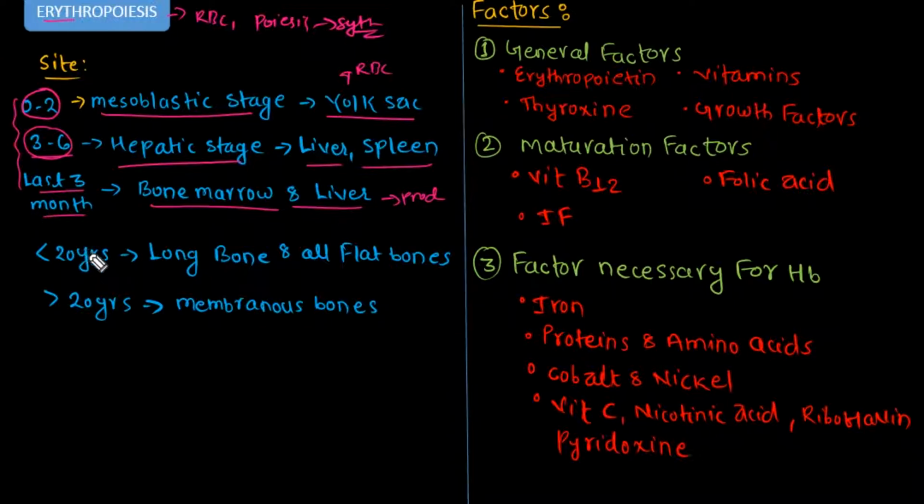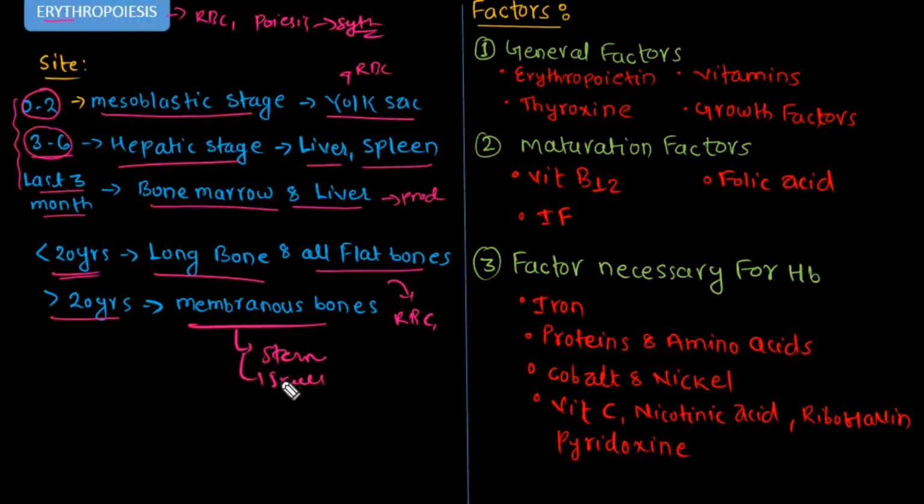After the birth, usually in less than 20 years of age, the long bones and all flat bones synthesize the red blood cells. Whereas after 20 years of age, the membranous bones, which are the sternum, skull, and vertebrae, that is the marrow of these bones, will synthesize the RBC in our body. So these are the different sites at different ages in our body.